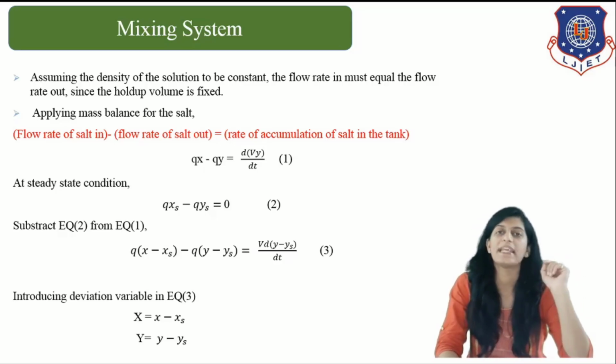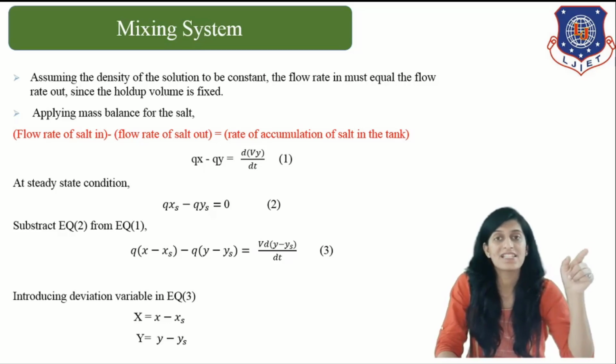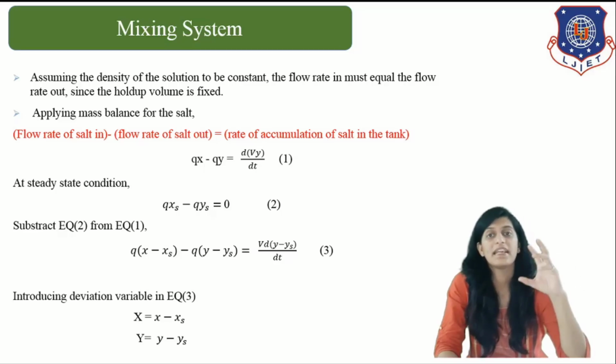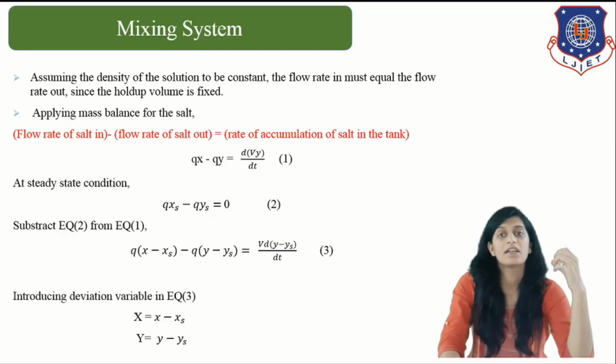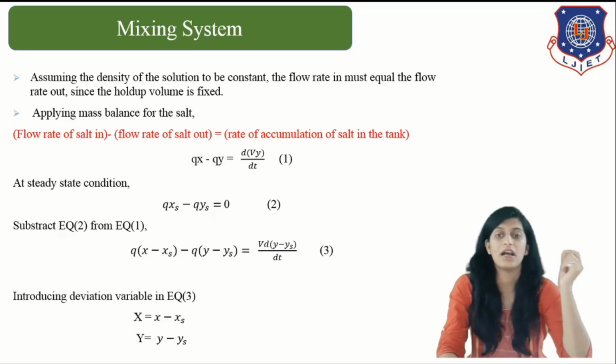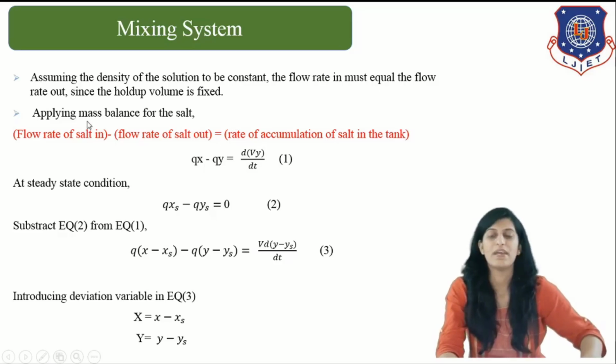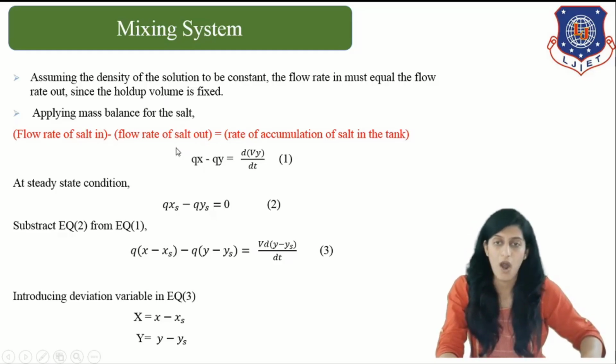Now let's apply a mass balance for salt in the given system. Why are we applying a mass balance? Because we are dealing with a mixing process, right? We are dealing with a mass transfer operation. That's why we need to use a mass balance equation, right? So when we apply the mass balance equation, as you can see, flow rate of salt in minus flow rate of salt out should equal the rate of accumulation of salt inside the tank.